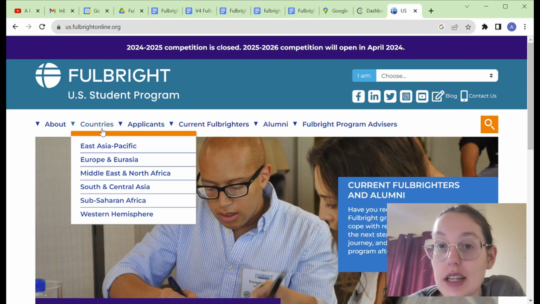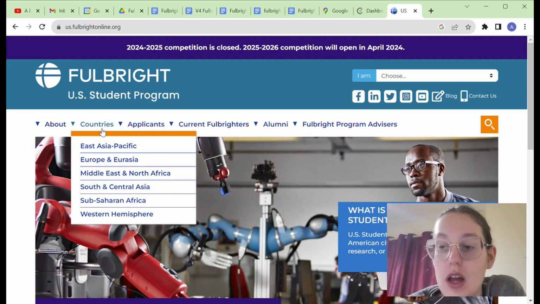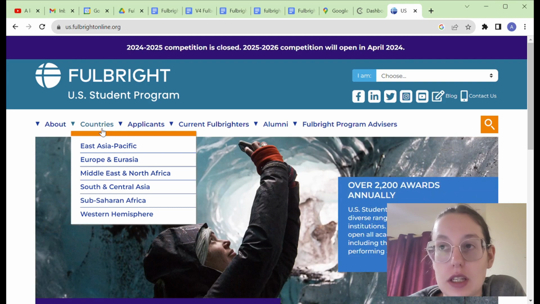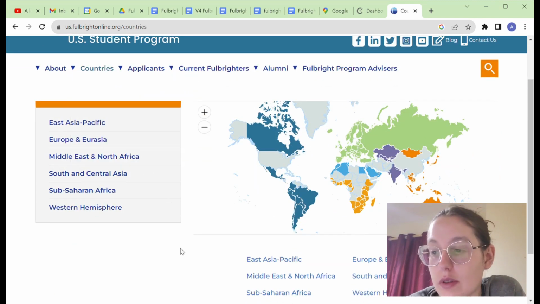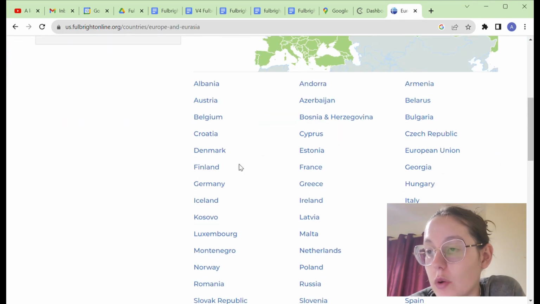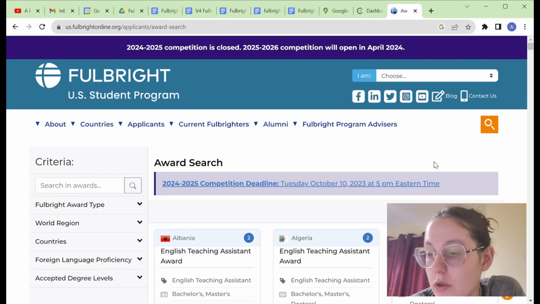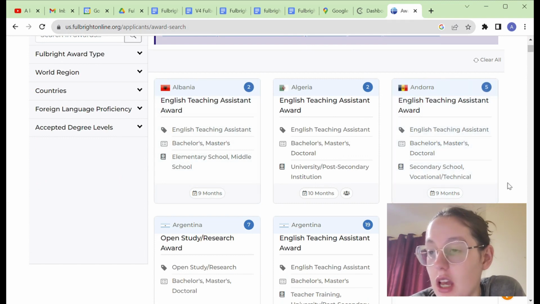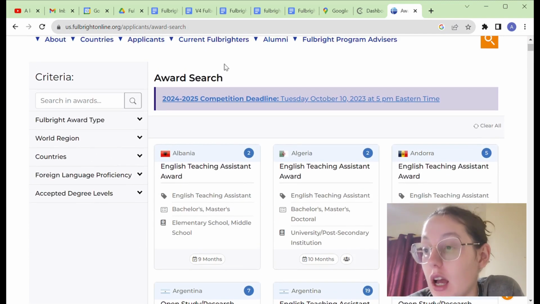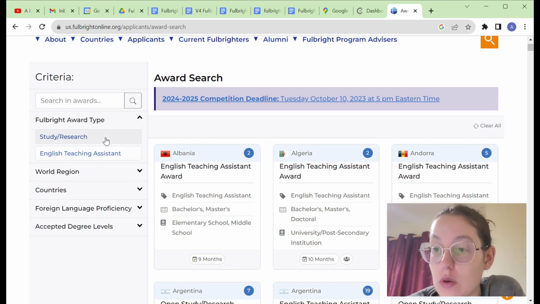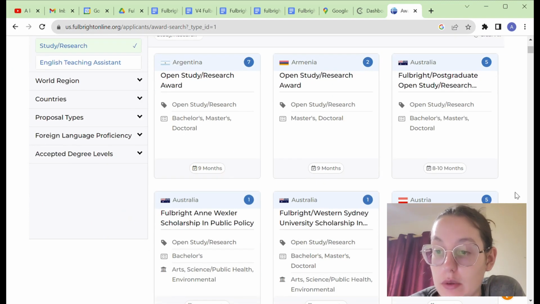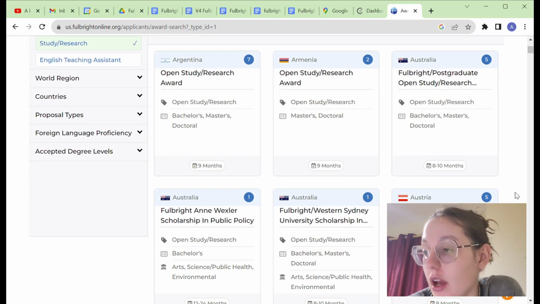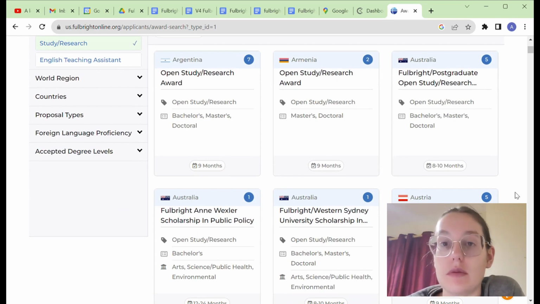So basically, I first had to pick which country I wanted to go to. And instead of focusing on countries, I focused on the different projects. I was like, okay, we'll look at Europe, and I just kind of went through everything. So I went into award search, and essentially, I went through all of them. I was like, does this look interesting? I was not interested in the English teaching assistant, so we can get rid of that. I just want study research. I looked at them all, I looked at what it involved.